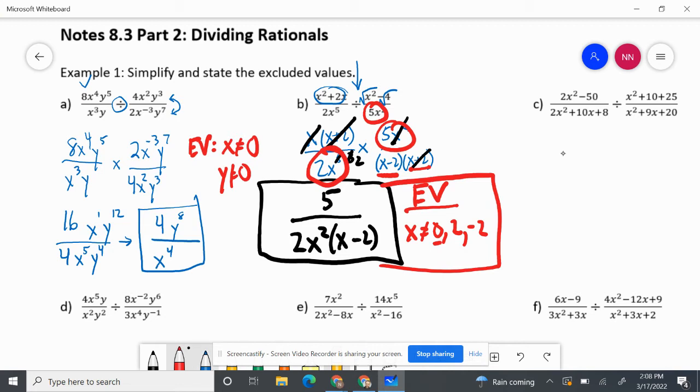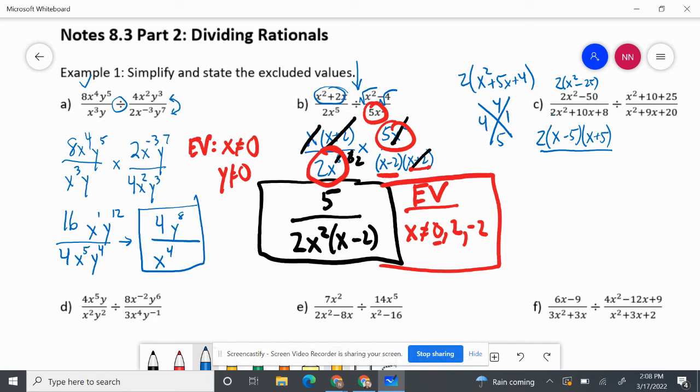For letter C, we see that they have a 2 in common, and that would be an x squared minus 25. And that factors as x minus 5 and x plus 5. For the second one, we see they have a 2 in common, and that gives us an x squared plus 5x plus 4. And that factors as two numbers that multiply together give us 4, add up to 5, which would be 4 and 1. So we have the 2 on the outside, and then we have x plus 4 and x plus 1.